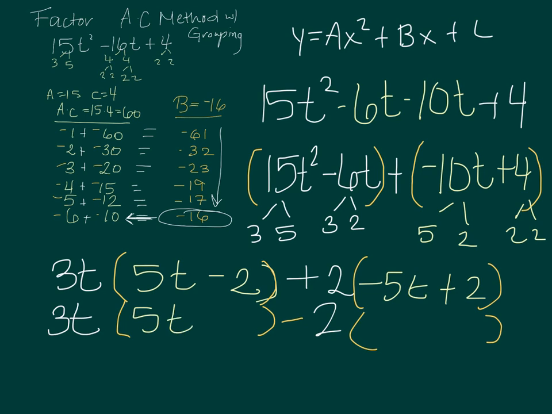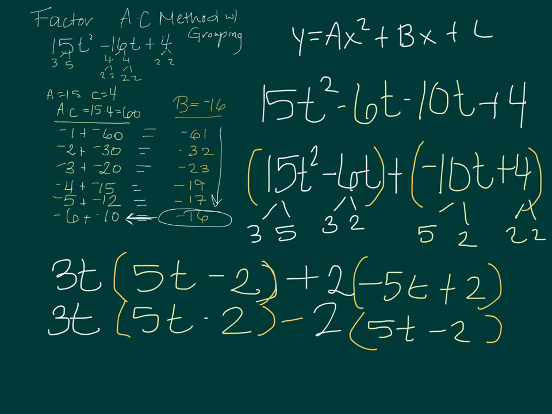So this all stays the same. 3t, parentheses, 5t minus 2, that stays the same. Now I'm changing from a positive 2 to the negative 2 outside, and if I'm pulling a negative out, that changes these signs here. Okay? So what I notice is in parentheses, I have the exact same thing. And outside the parentheses, I've got the GCFs.